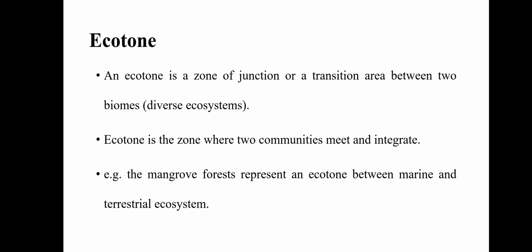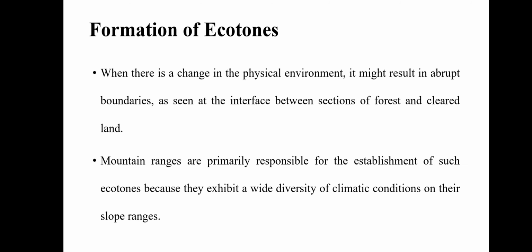For example, the mangrove forest represents an ecotone between marine and terrestrial ecosystem. The mangrove forest generally grows in the amphibial zone or amphibious zone, that is present in between marine and terrestrial zone. So mangrove forest represents a perfect example of ecotone.